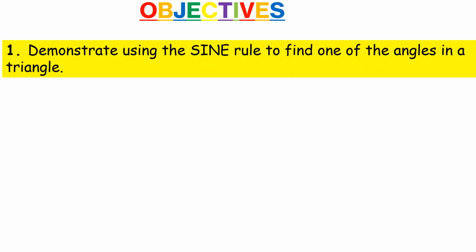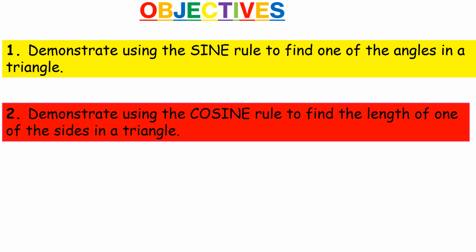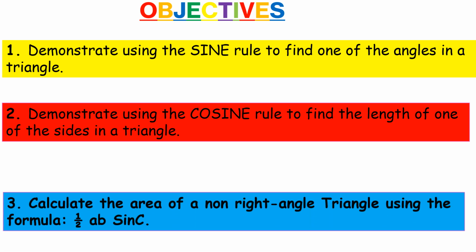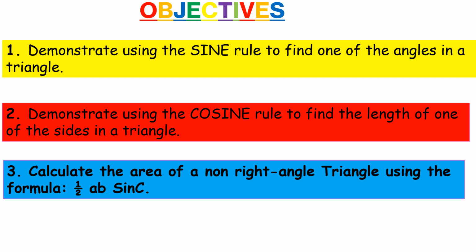Our objectives are: 1. Demonstrate using the sine rule to find one of the angles in a triangle. 2. Demonstrate using the cosine rule to find the length of one of the sides in a triangle. And then we're going to calculate the area of a non-right angle triangle, and we'll be using the formula half AB sine C.